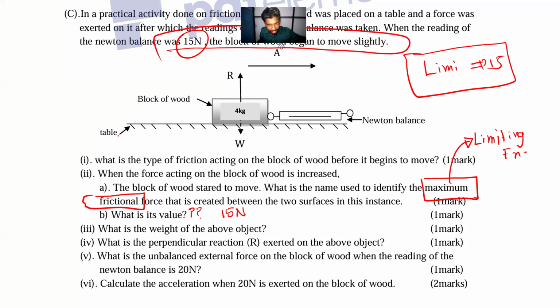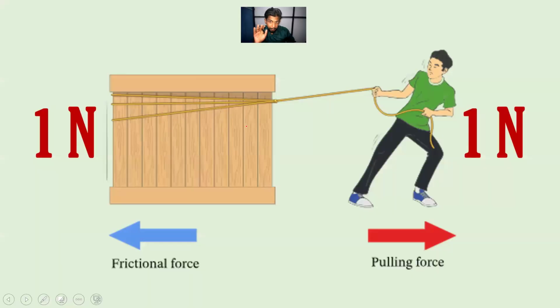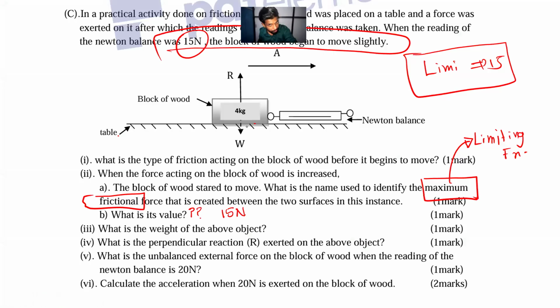Am I right or wrong? That's why I said that here the limiting friction was 15 Newton. But in this example, the limiting friction was 10 Newton, and when 10 Newton was applied, it started to move. But in this example, only when I applied 15 Newton did they start to move. That's why the limiting friction was 15 Newton.